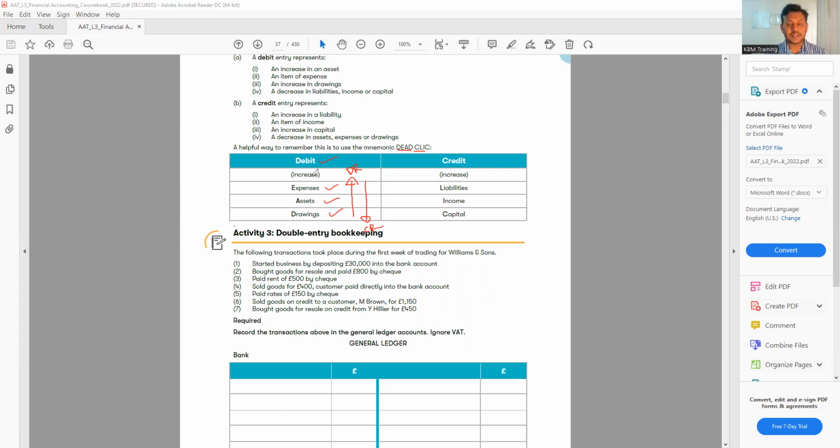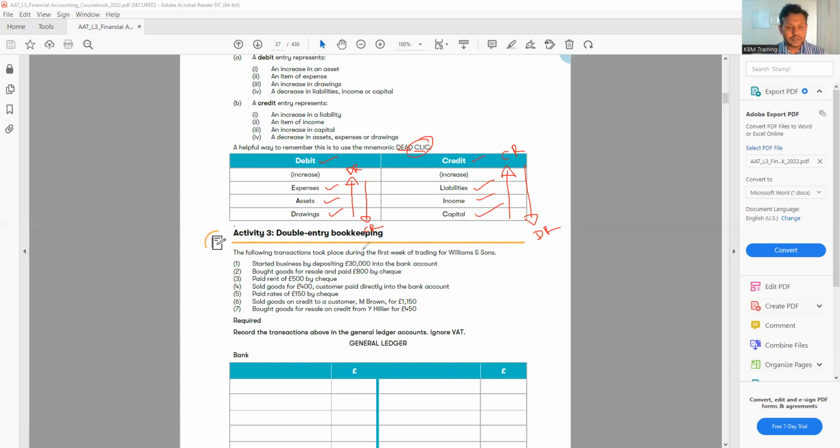For example, if my expenses go up, asset is going up, and the drawings is going up, that will be debit. If my expense is going down, or asset is going down, and the drawings is going down, that will be credit. On the other hand, we have CLIC. C for credit, L for liability, I for income, and C for capital. If the CLIC goes up, that will be my credit. For example, if my liability, income or capital goes up, that will be credit. And if it is going down, that will be debit. So you need to make sure you remember these DEAD CLIC formulas. There are a lot of videos on YouTube for understanding debit and credit. Make sure you watch if you don't understand how to calculate the debit and credit.